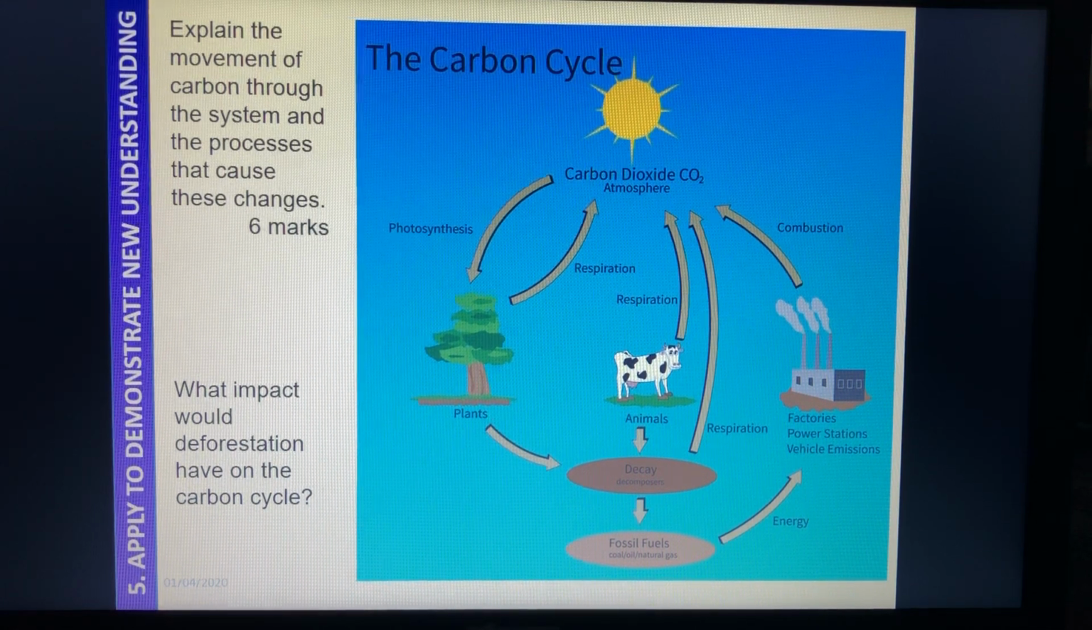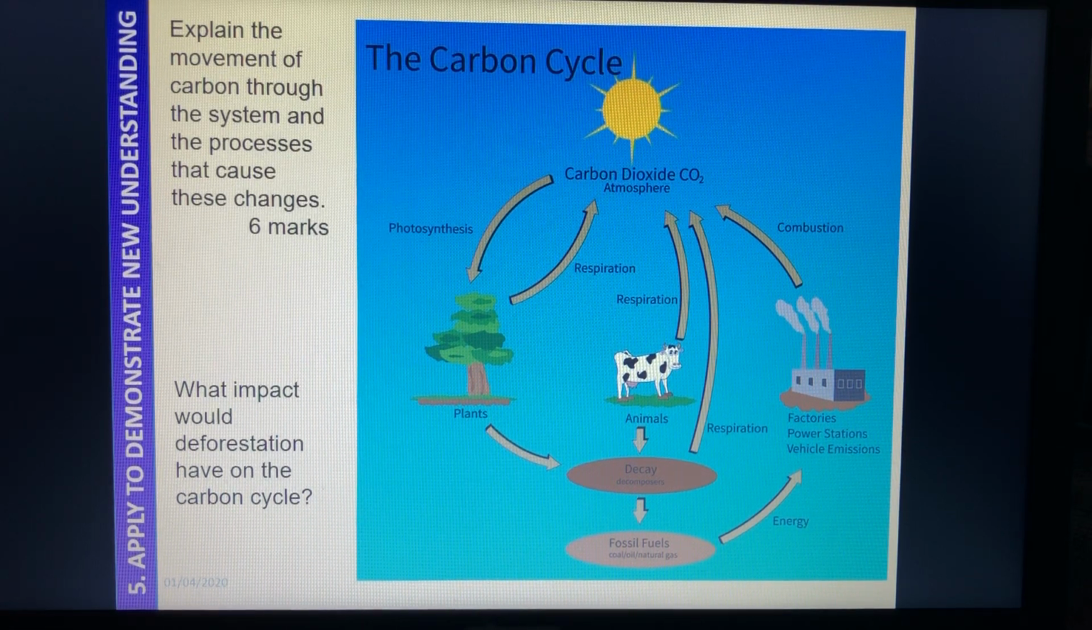Now if you go into Google Images, no two pictures of the carbon cycle look the same, so try and get all of the bits in there that I've got here. I'm going to talk through it and we're going to write a 6-mark answer. Okay, so we've got a 6 marker here and then we've got a 1 marker.